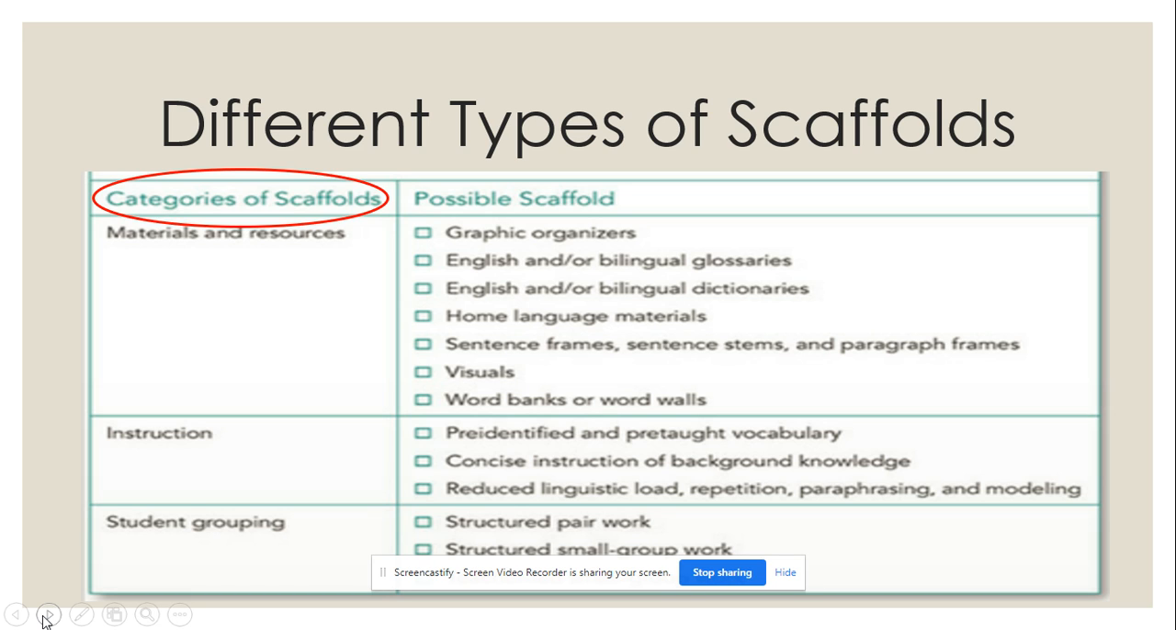So the different types of scaffolds fall in three different categories. You've got your materials and resources, and we'll take a look at some of those in just a second. With your instruction, you want to make sure that you pre-teach and pre-identify the vocabulary before the lesson. You want to make sure to provide background. You want to make sure to paraphrase, model, and reduce the linguistic load. So again, paraphrase or summarize a text. And you want to make sure that you group students appropriately.